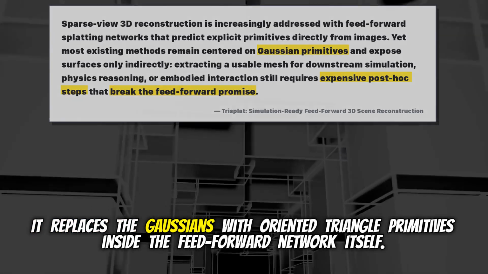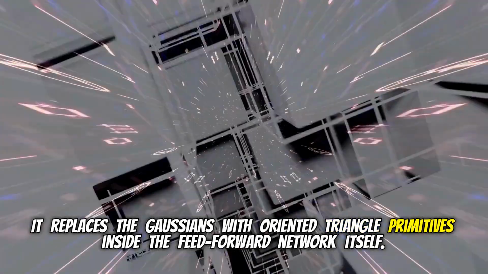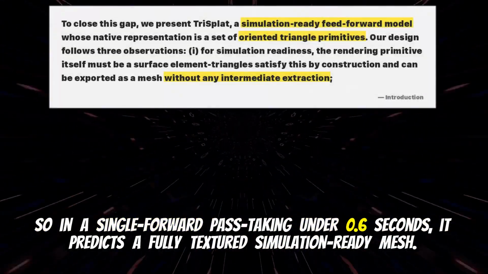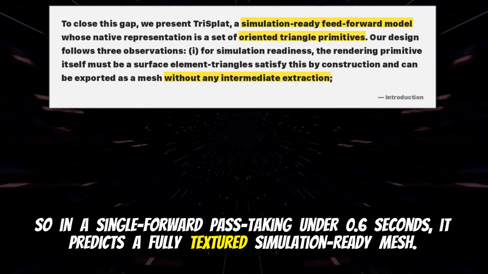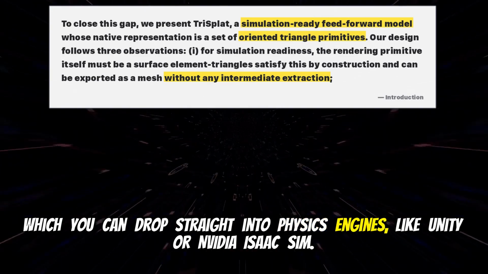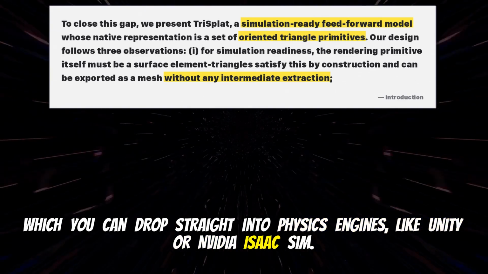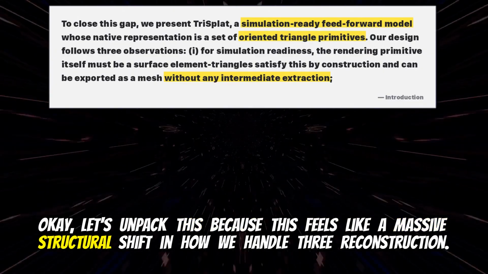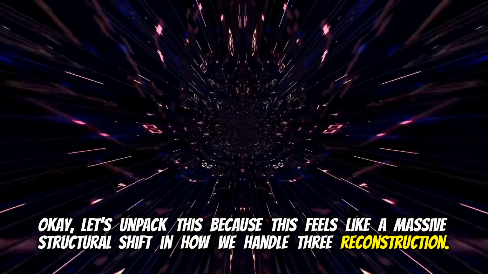It replaces the Gaussians with oriented triangle primitives inside the feed-forward network itself. So in a single forward pass taking under 0.6 seconds, it predicts a fully textured, simulation-ready mesh, which you can drop straight into physics engines, like Unity or NVIDIA Isaac Sim. Literally straight in. Okay, let's unpack this, because this feels like a massive structural shift in how we handle 3D reconstruction. Oh, it really is.